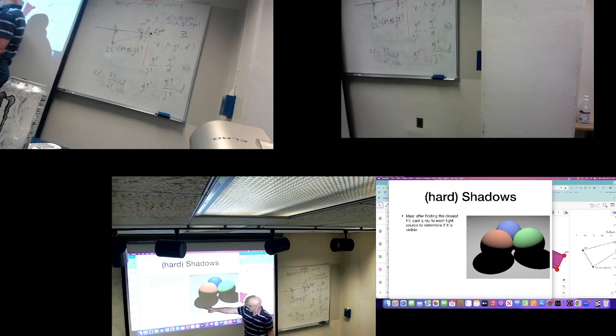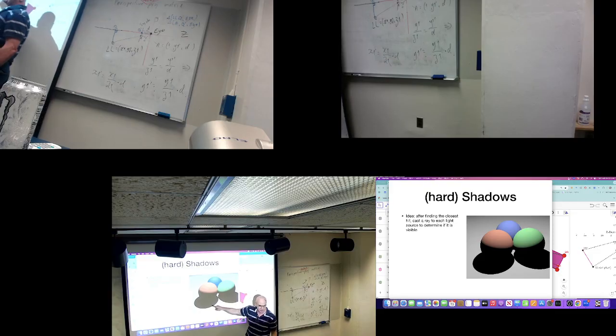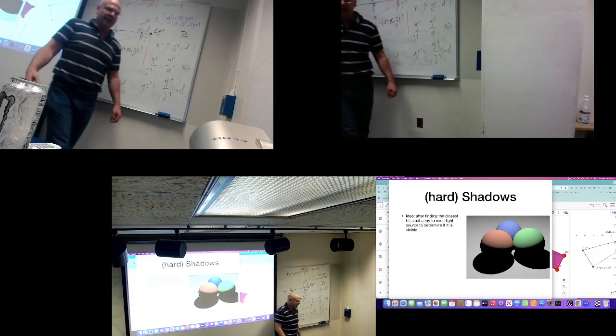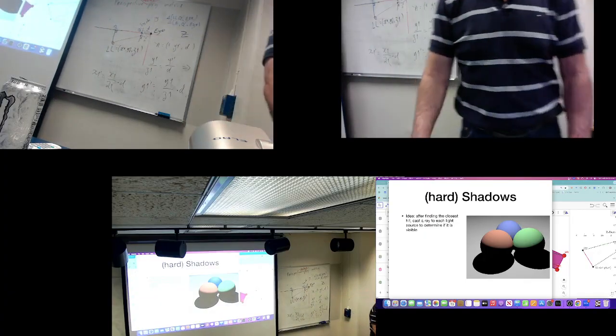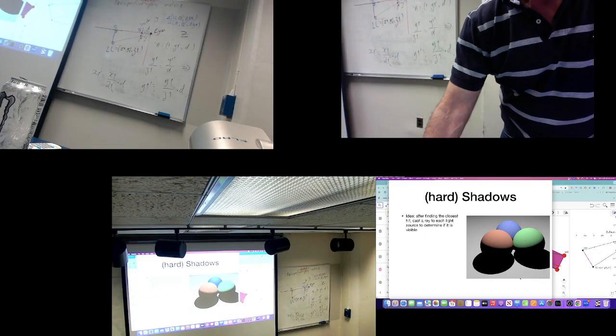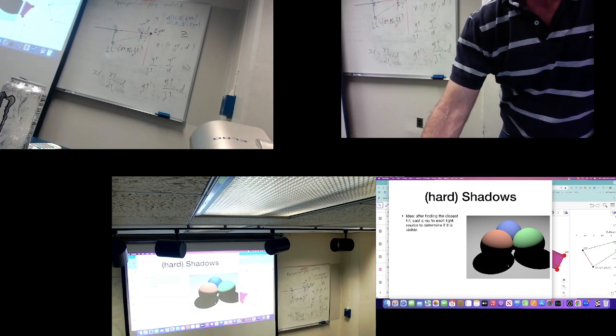Hard shadows, very easy. This point of the carpet, I don't see the sun. The ray from this point to the sun hits the ball, so this point is completely dark, no ambient light. This point is completely in the light, completely illuminated. Between the shadow, the shaded area, and the non-shaded area, there is a very clear boundary, so we call it hard shadows.